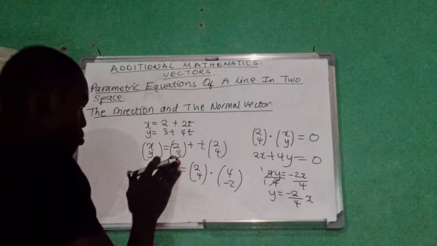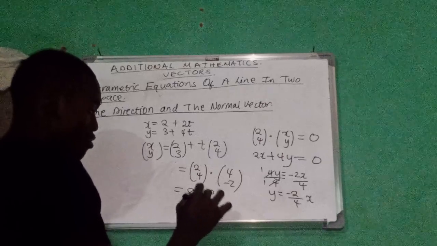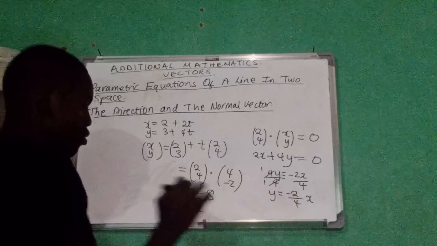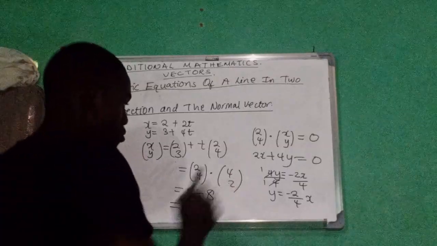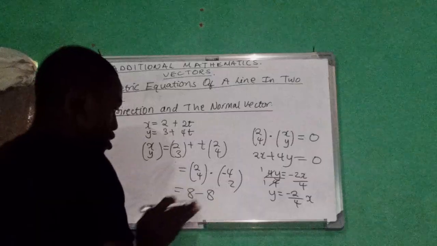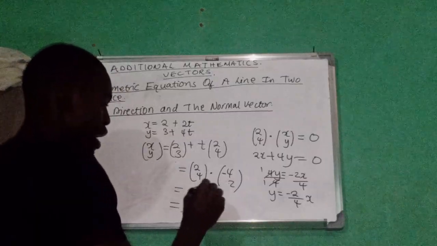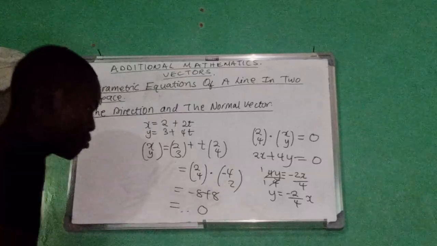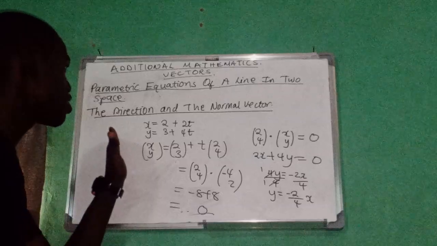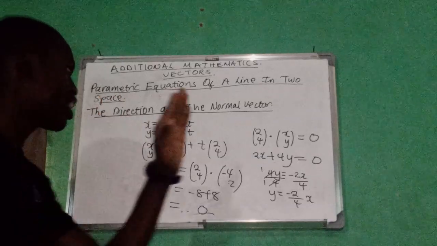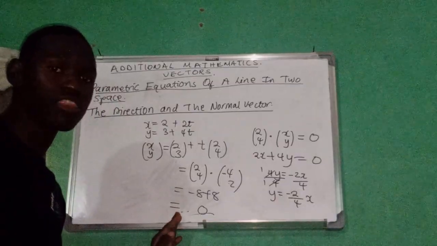Then you're asked to multiply. This will be equal to 8 minus 8, which is 0. If it was the 4 which was negative, it would be negative 8 plus 8, which is still 0. So this video has been on the relationship between the direction vector and the normal vector, that when you multiply them they give you 0, and how to find the normal vector.